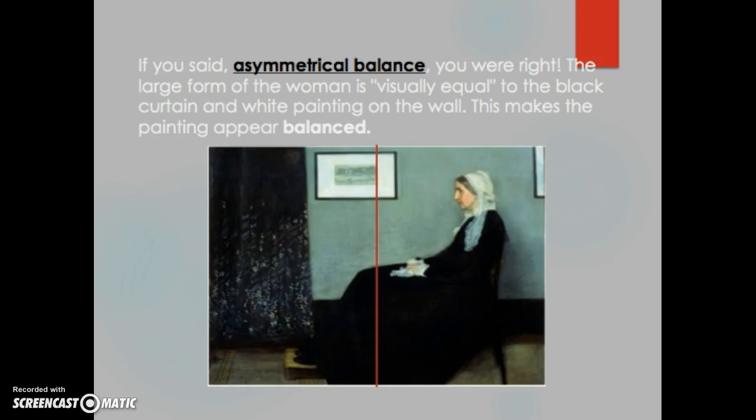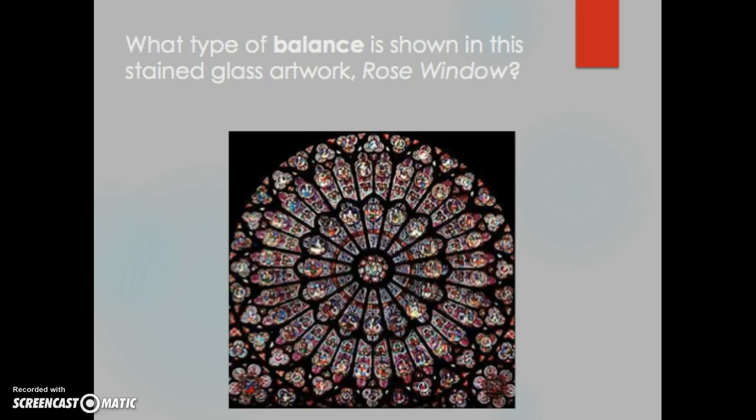Going back to that idea of me standing on one foot with a hand behind my head, I might not be symmetrical. I would be asymmetrical, but I would still be balanced, right? I wouldn't be falling over. I can stand on one foot. So same thing here. This painting is basically standing on one foot, but it's still balanced.